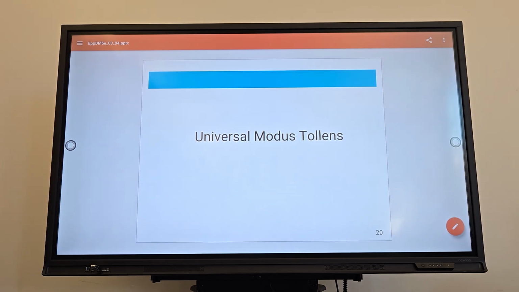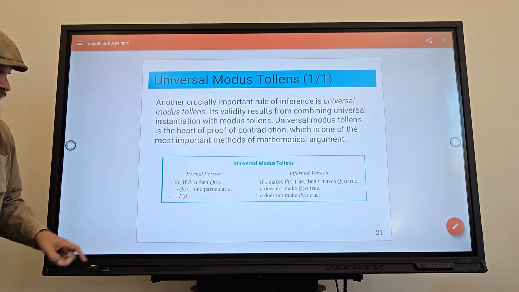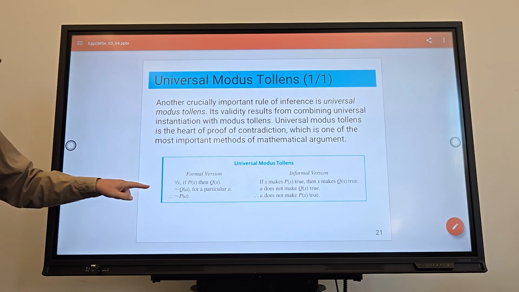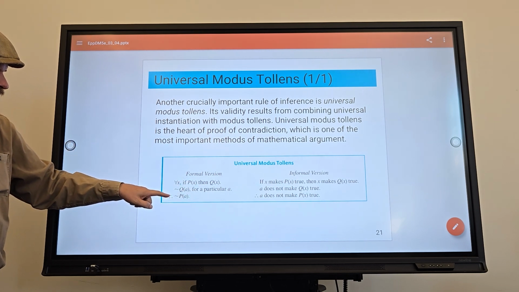Now, universal modus tollens, similar in nature, but it results from combining universal instantiation with modus tollens. Modus tollens is at the heart of proof by contradiction, which is an important method of mathematical argument. So for all x, if p of x, then q of x. If that's true, and if not q of a is true for a particular a, then not p of a.